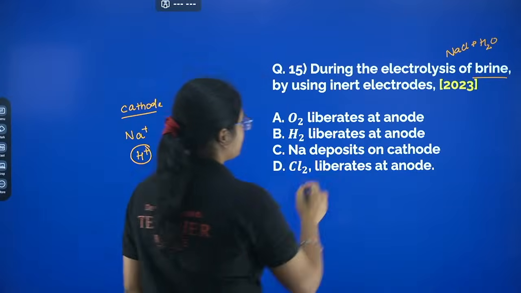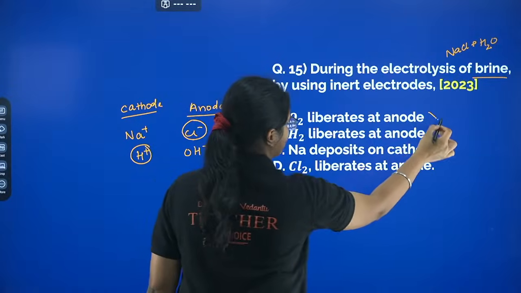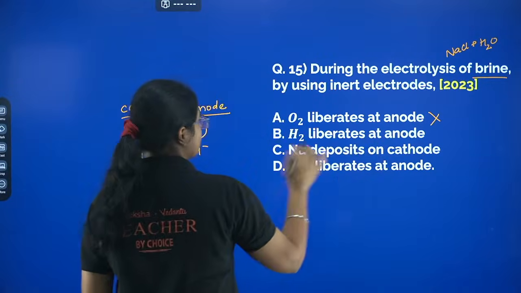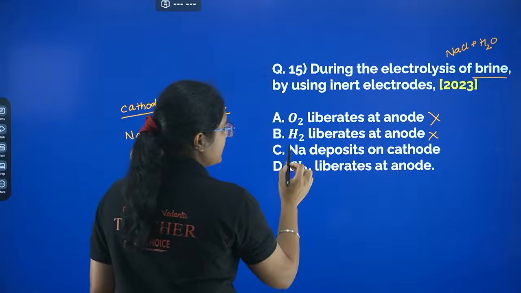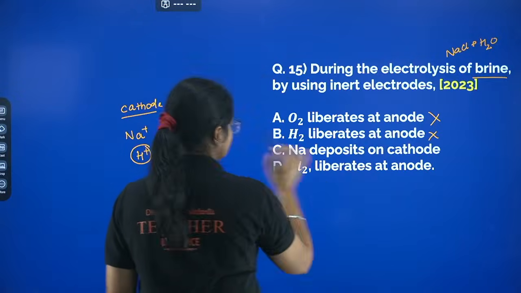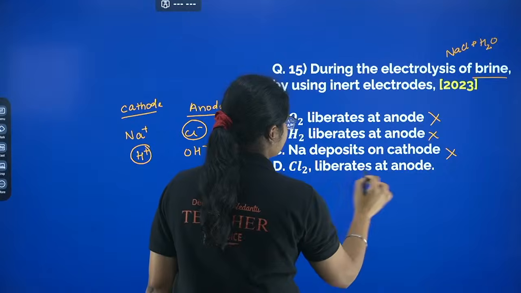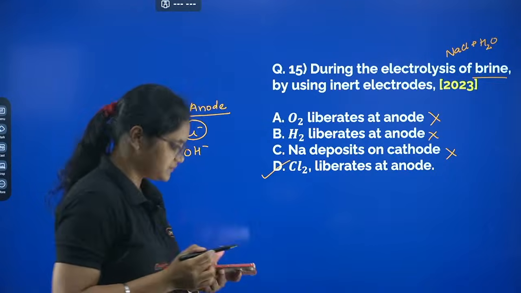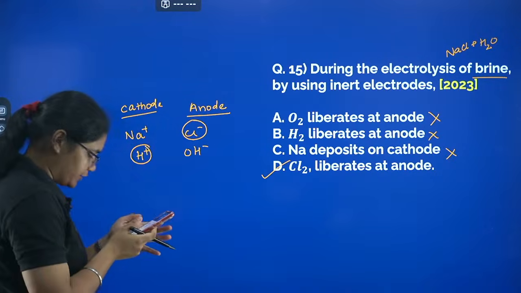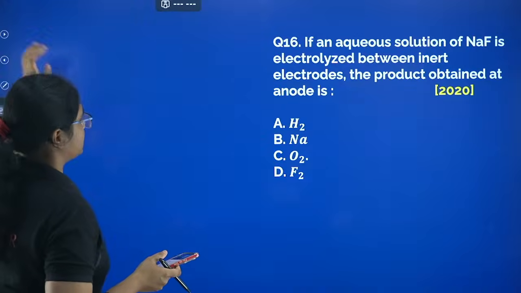So what we will get? Oxygen liberates at anode? No. H2 liberates at anode? No. H2 liberates at cathode. Na deposits on cathode? No, because H2 is produced. Cl2 liberates at anode? Yes, that is option number D. Yes, Aishwarya, Nagaraj, both of you are absolutely correct.